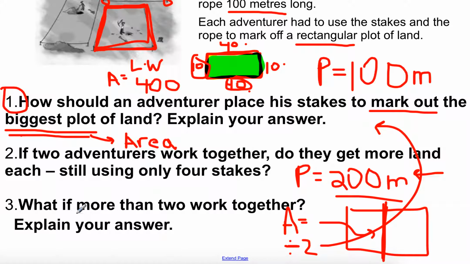And then what if more than 2 people work together? So basically an extension on number 2. What if more than 2 people work together? What if you have 3 people working together? 3 people working together is going to be 300 meters of rope, but whatever you get for your area, you still have to divide it, that's a division symbol, by 3. Kind of figure out what you would still get as one person. Okay, so this is the basic premise.